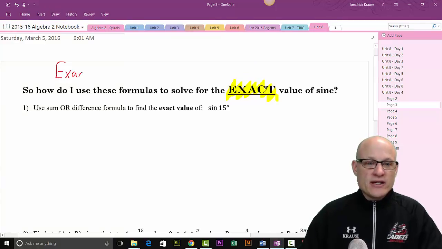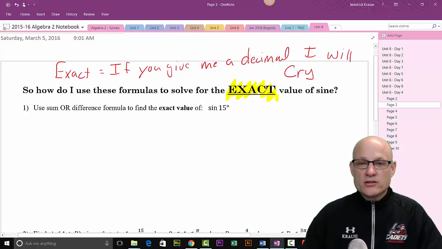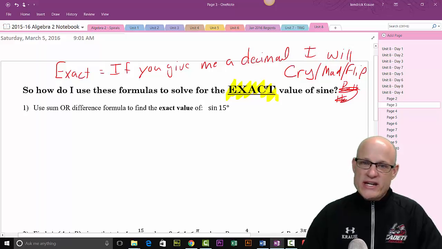The definition of exact is, if you give me a decimal, I will cry, or get mad, or flip out, or pull all my hair out. Oh, wait, hold on, I can't do that one. I am going to get crazy mad. I should have put crazy mad there. I'll flip out. I might actually cry. You'll be so mad. Can't give me.